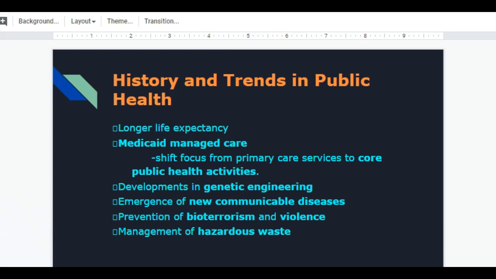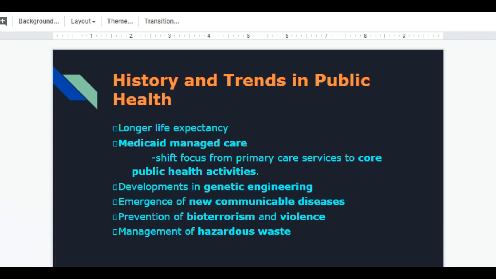During the course of the 20th century, public health responsibilities expanded beyond communicable disease prevention to occupational health and environmental health, and to include reproductive health, chronic disease prevention, and injury prevention. Another trend is the emergence of Medicaid managed care. Many public health agencies were no longer providing personal health care services. Public health agencies began to shift emphasis from a focus on primary care to a focus on core public health activities, such as community health assessment and community health planning.